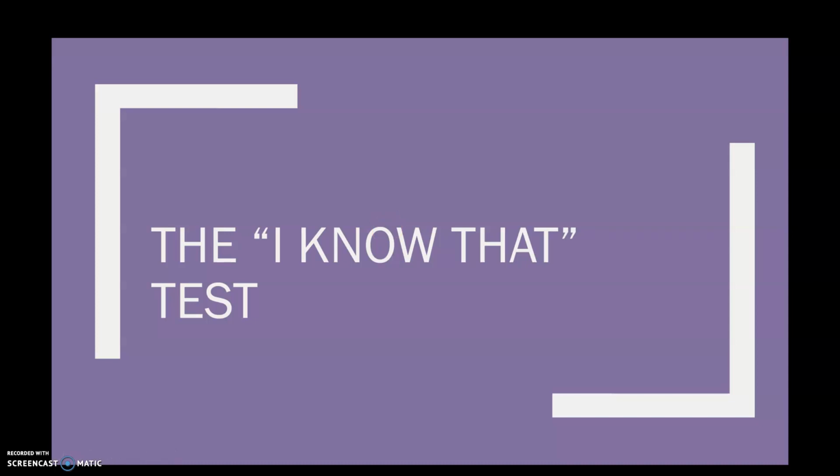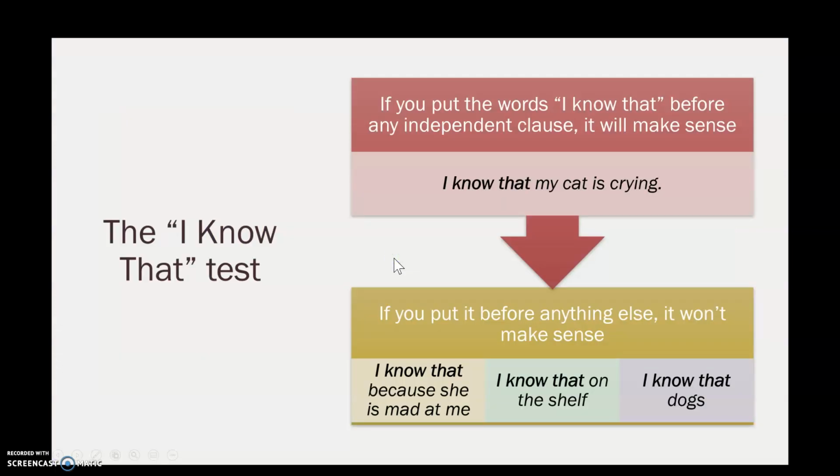This is my favorite way, and I still use it today sometimes, for testing whether or not I have independent clauses, which in turn tells me whether or not I need a comma in, for instance, a compound sentence or after a dependent clause. It's a lot easier than trying to say, okay, well, where's that subject? Where's that verb? So, if you put the words "I know that" before any independent clause, it will make sense.